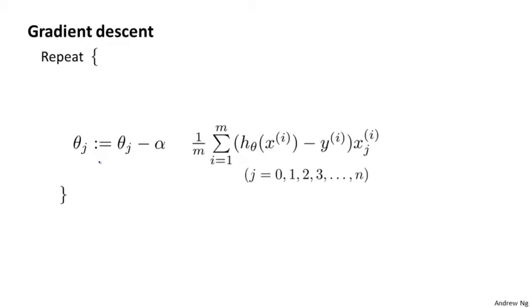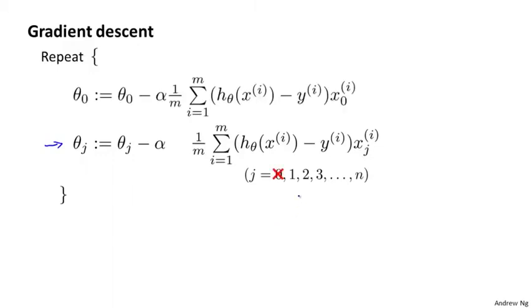Previously, we were using gradient descent for the original cost function without the regularization term, and we had the following algorithm. For linear regression without regularization, we will repeatedly update the parameters theta j as follows for j equals 0, 1, 2, up through n. Let me take this and just write the case for theta 0 separately. So, I'm just going to write the update for theta 0 separately, then the update for the parameters 1, 2, 3, and so on up to n.